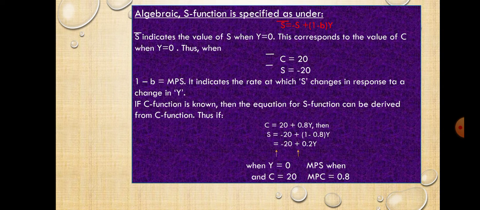1 minus b is equal to MPS, marginal propensity to save. It indicates the rate at which saving changes in response to a change in Y. If consumption function is known, then the equation for saving function can be derived from the consumption function. Thus, if C is equal to 20 plus 0.8Y, then S is equal to minus 20 plus 1 minus 0.8 times Y, is equal to minus 20 plus 0.2Y.